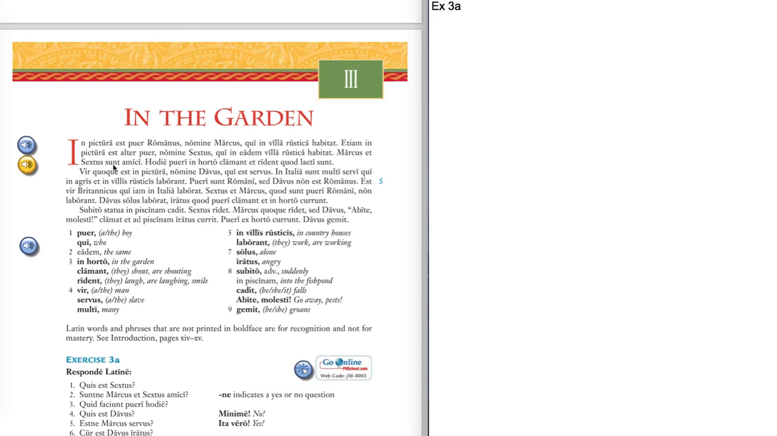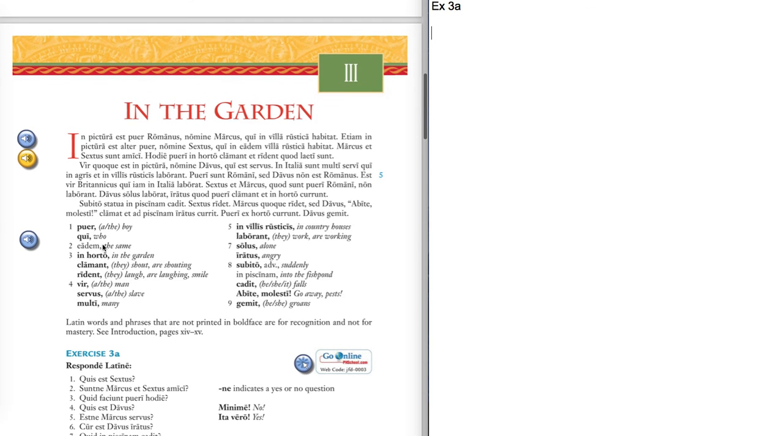Marcus and Sextus are friends. Today, the boys are shouting in the garden, and they are laughing, and they laugh because they are happy. Sunt laeti, laeti sunt. They are happy. So here, this is what I was referring to before.